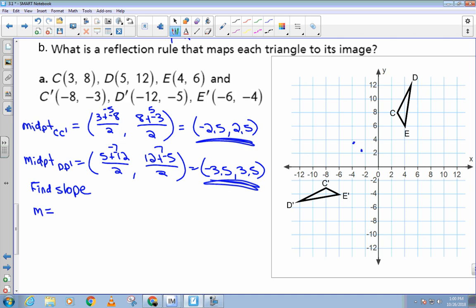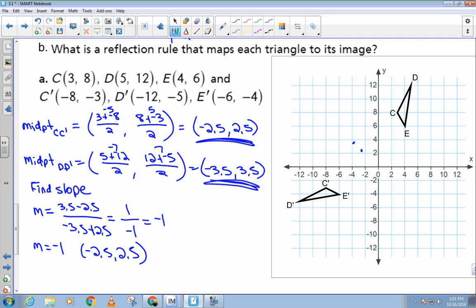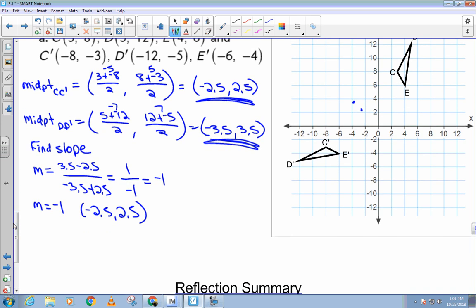Okay, so remember, your slope is you subtract 3.5 minus 2.5 and negative 3.5 minus negative 2.5. Well, this ends up being 1 over negative 1, which is what? Negative 1. Okay, so it's got a slope of negative 1, and so now I have to use that slope and one of the points. I'll just use the top one. And now I have to find the equation of the line.